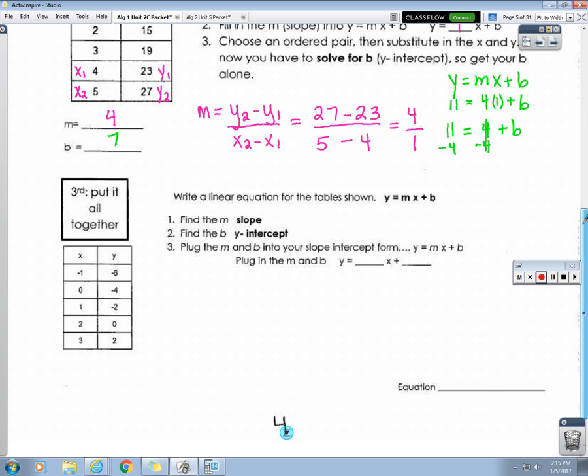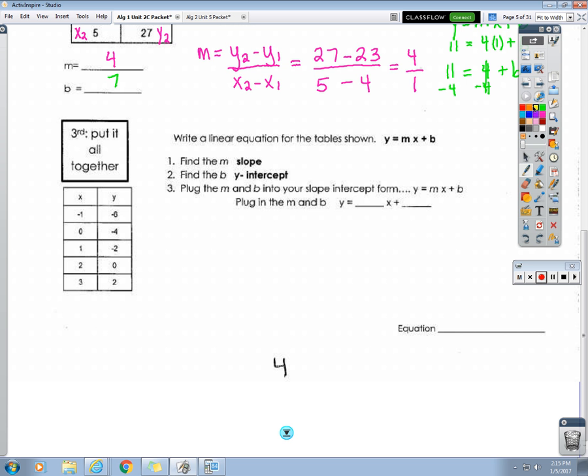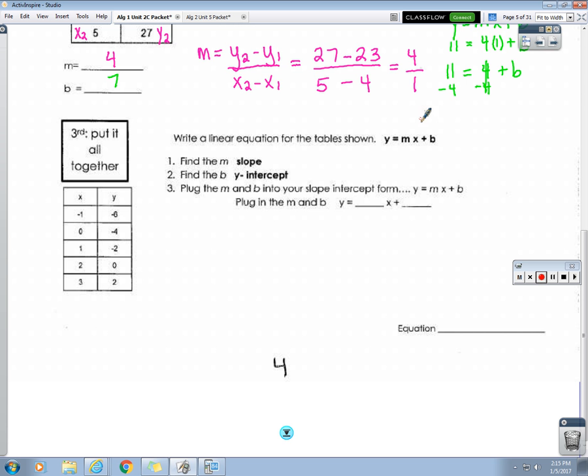Okay, so now let's try this. They want us to write the equation in slope-intercept form from the table. Okay, so first, find the m, the slope. How do we do that? Take 2 points and plug them in the slope formula.